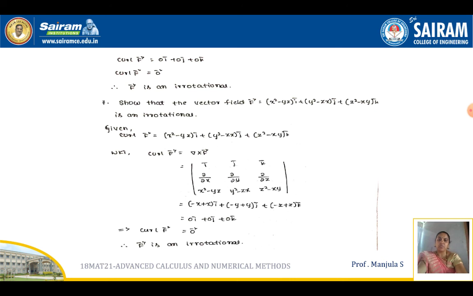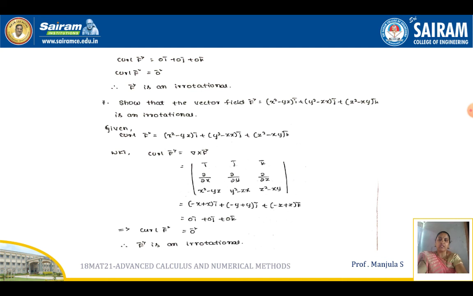And the next problem is: show that the vector field vector f is (x square minus yz) into i cap plus (y square minus zx) into j cap plus (z square minus xy) into k cap is irrotational. Irrotational is nothing but that curl f should be equal to 0. Now we have to prove that. So the given vector f you just write as it is.